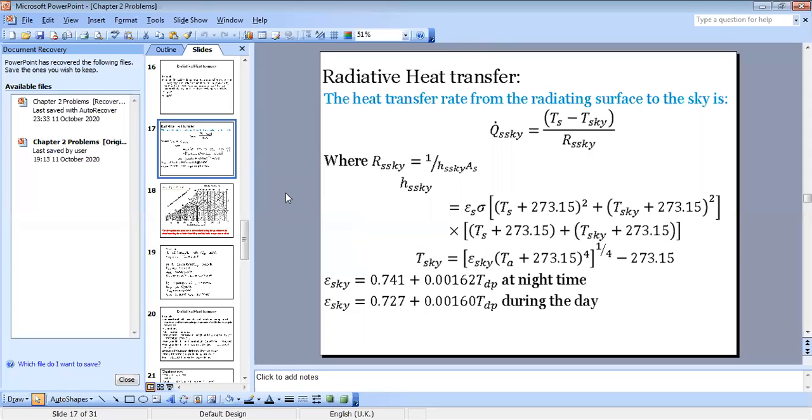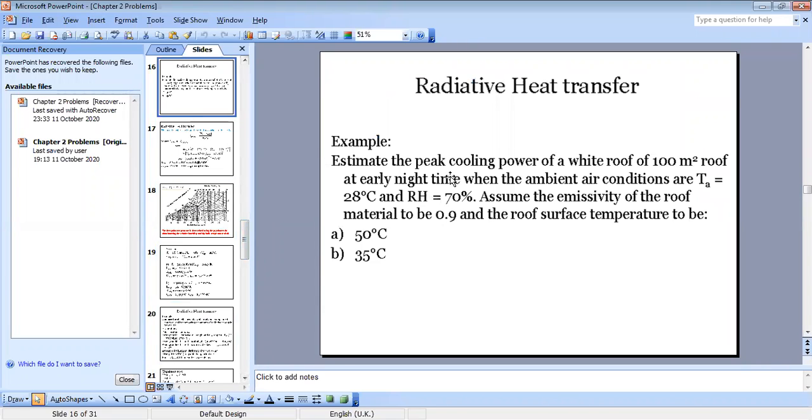Any other question? Why did we take it for the night again? Because they asked in the question: estimate the peak cooling power of a white roof of 100 square meters at early night time. So it's during night time. If they asked for daytime, we would use the other relation, the second empirical relation.